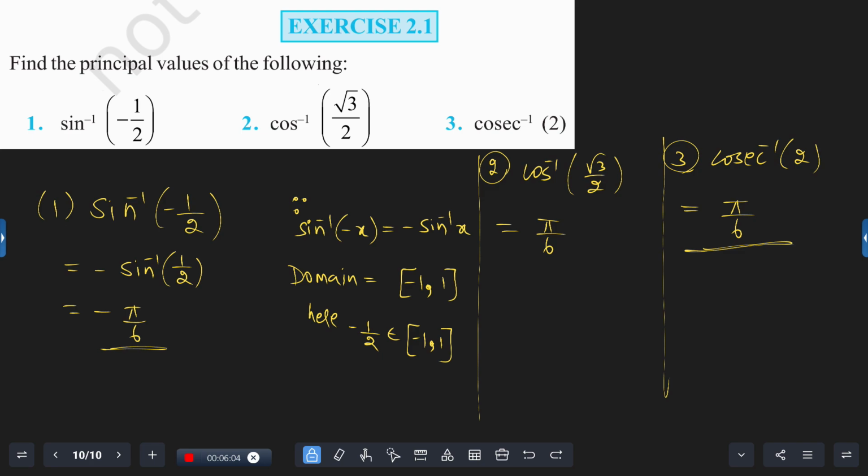Like that all those things you can say. For cosecant inverse, the real number excluding the open interval minus 1 comma 1. So 2 is a real number, not an issue, understand? Like that, if you want, you can write this using the formula. So all the three, okay.